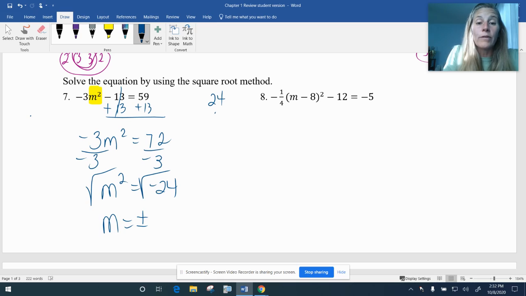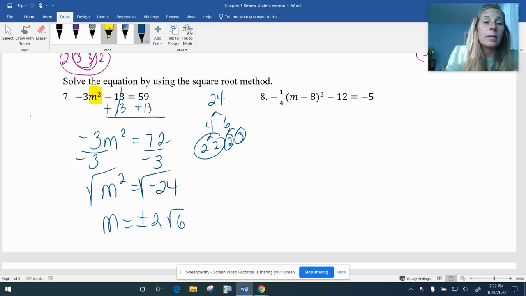And then to simplify that 24, you can break it down however you'd like, but I'm going to end up with 2 radical 6. And that would be great, except we do have a negative on that 24, so that means you also have to take out an i for that negative.